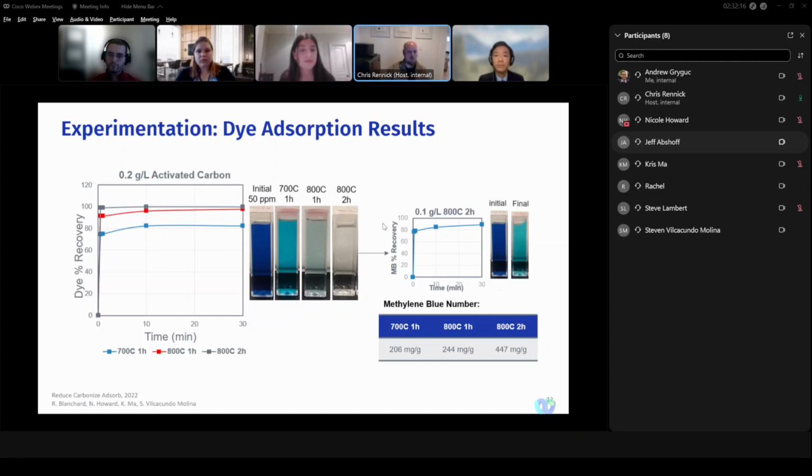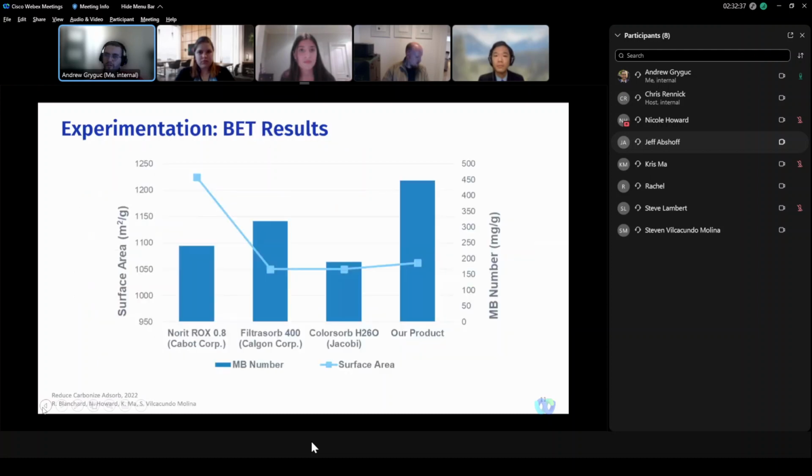Any questions from Andrew or Jeff? How much of a difference is the surface area to volume ratio of your, I guess, the dye? Like how miscible is it in the other fluid that's in the mixture that you have?